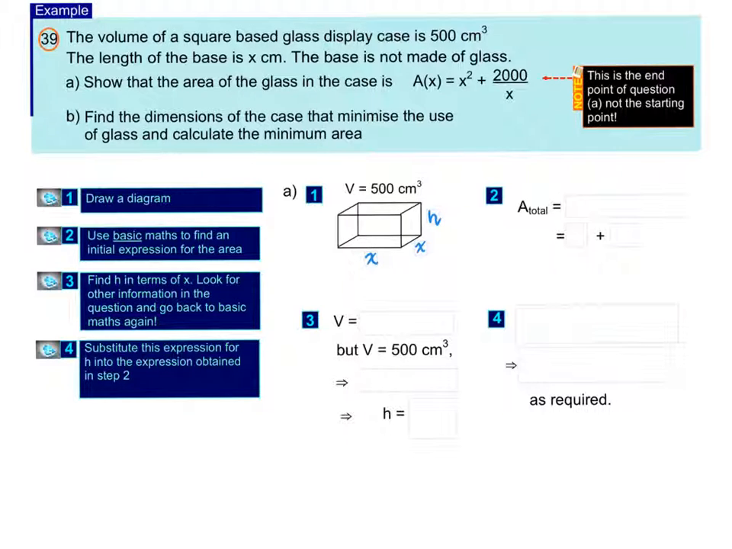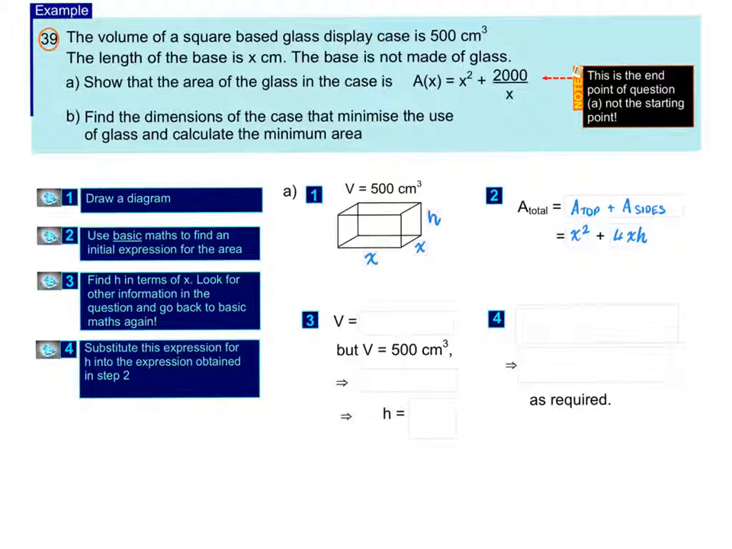It says use basic maths to find an initial expression for the area. So we're trying to find out about the area of glass needed. So we're going to have the area of the top plus the area of the sides. So the area of the top is really straightforward. It's just x times x squared. And each side is just x by h, and there's 4 of them. So it's 4 times xh. And that's an expression for the area.